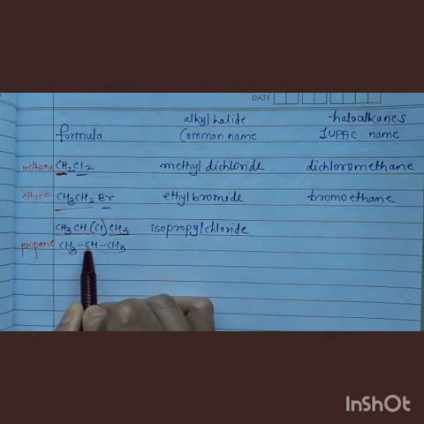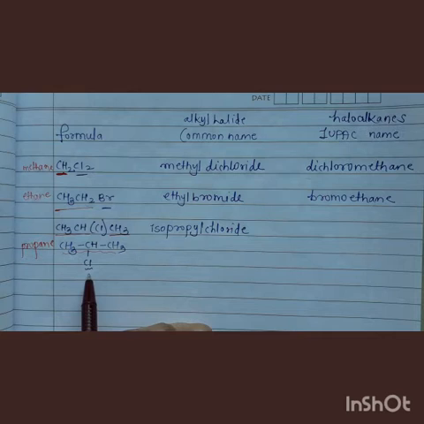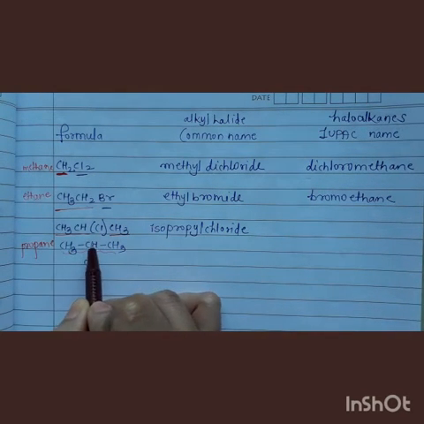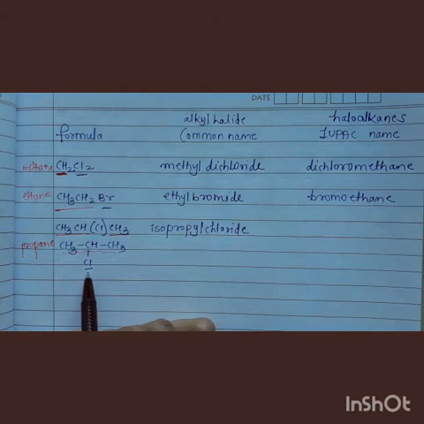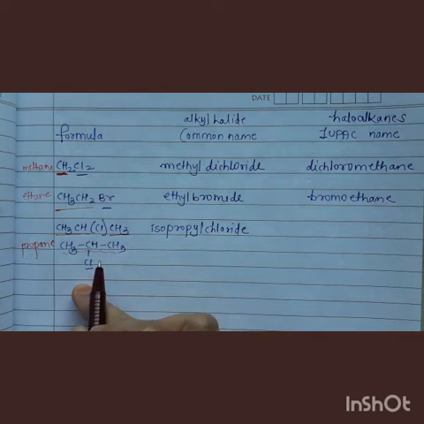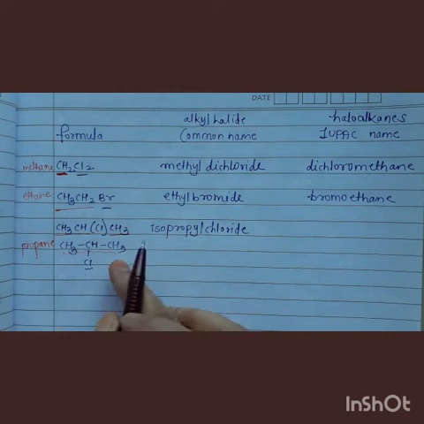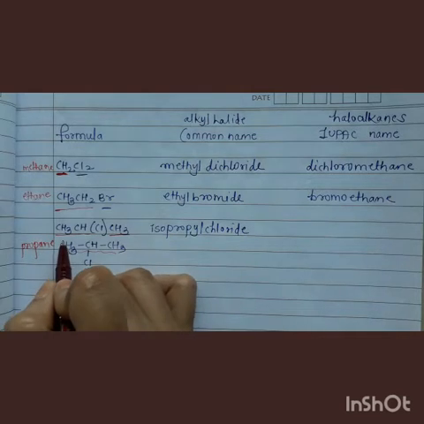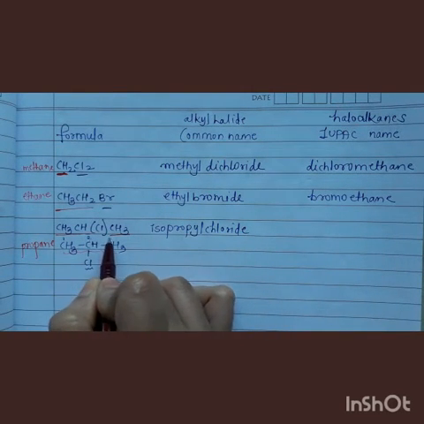So if we do numbering from this side, 1, 2, 3, chlorine will get number 2. If we do numbering from the right hand side, 1, 2, 3, then also chlorine will get the second position. So in this case, if we do numbering from either side, chlorine is getting the same number. So from any side we can start numbering. So let us do it from here, 1, 2, 3.